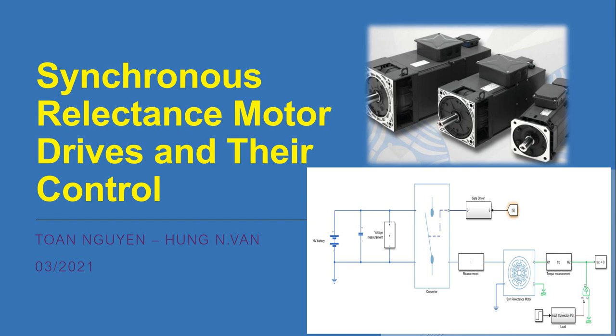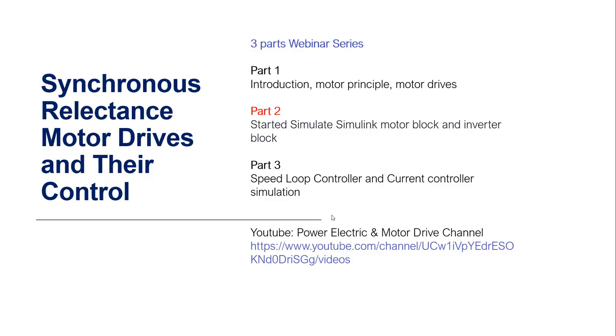So this is the part 2 of this seminar about the synchronous reluctance machine. In part 1, we already looked at the introduction, the working principle, the motor drive, their advantages and disadvantages, and some applications of this machine. Now in part 2, we are looking at how to build the motor drive, the speed controller and the current controller in the Matlab Simulink environment.